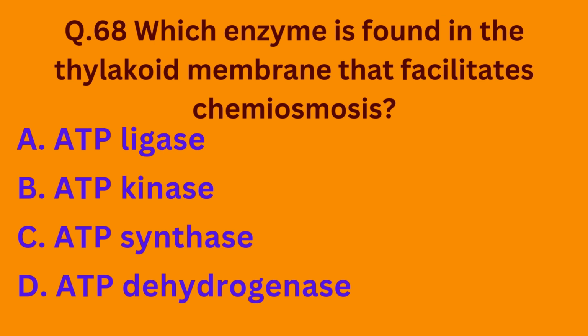Question number 68. Which enzyme is found in the thylakoid membrane that facilitates chemiosmosis? Option A, ATP ligase, option B, ATP kinase, option C, ATP synthase, and option D, ATP dehydrogenase. So basically ATP synthase is found in the thylakoid membrane that facilitates chemiosmosis. The correct option is option C.